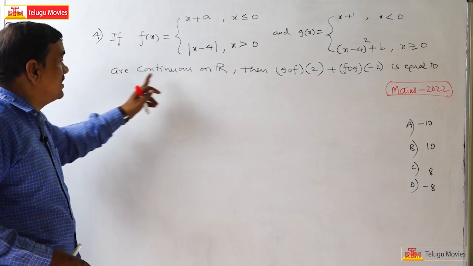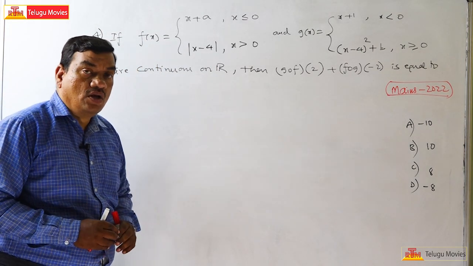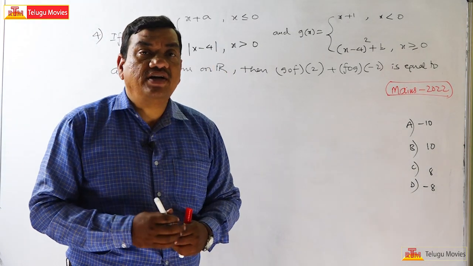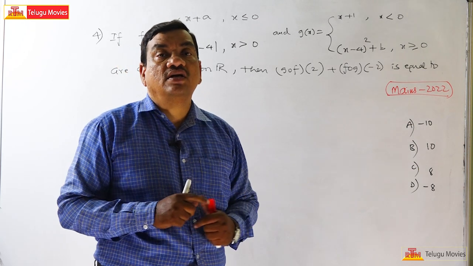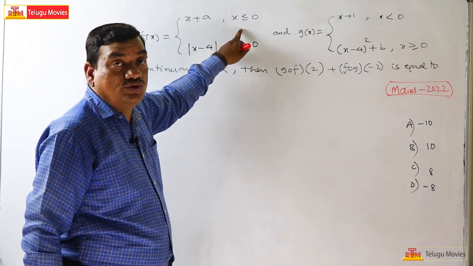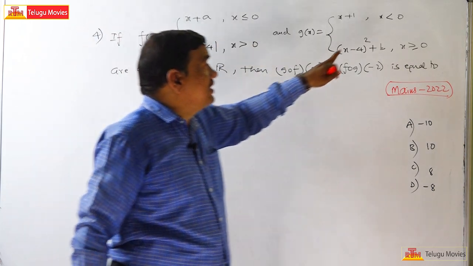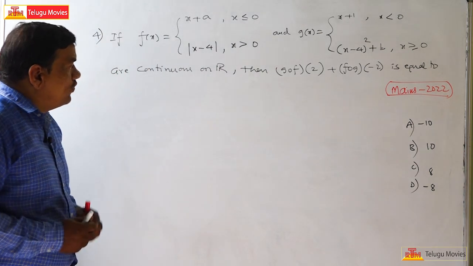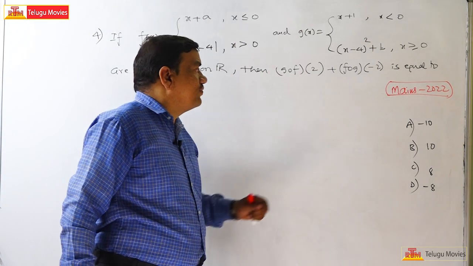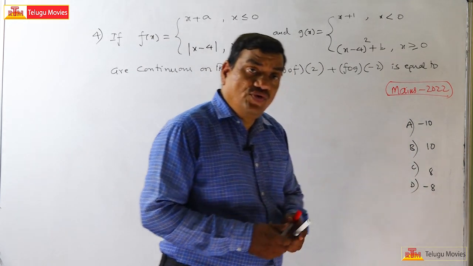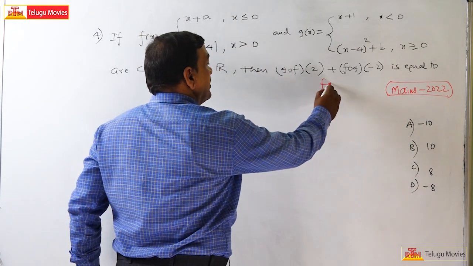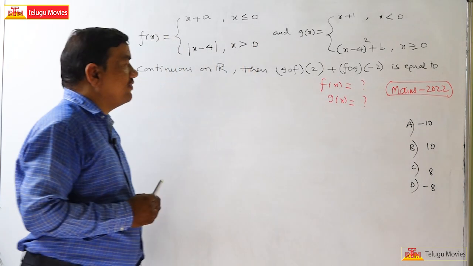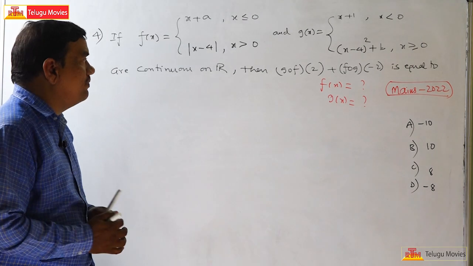And it is given that it is continuous on R. So, continuous on R means what? In R, at each and every point the function is continuous. That means here at x is equal to 0 it is also continuous. This function is also continuous at x is equal to 0. Okay now, we are asked to find g circle f of 2 plus f circle g of 2. So, if you find the values of f of x and g of x separately, the problem is over.